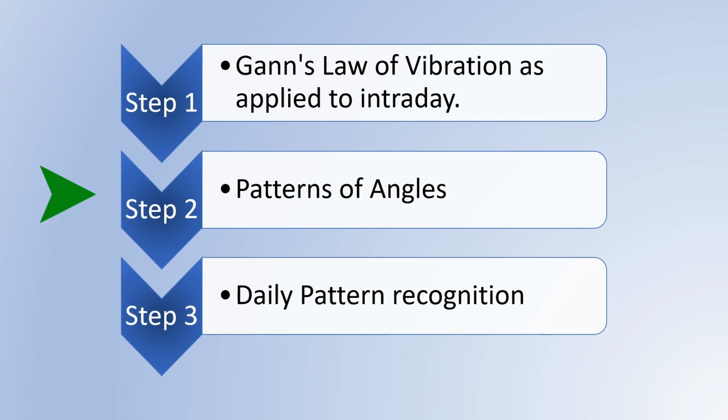The second element that is needed is patterns of angles. We're going to get more into that here in a minute. That's really the focus of this presentation. Part 1 of the series found a pattern on June 1st, 2023 in the intraday correlating the main angles, and we will go further into that here. We're going to explore that. Step 3 is the daily pattern recognition, and that will be in part 3 of this series. We're not going to get into that here and now.